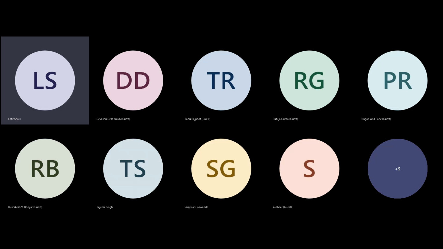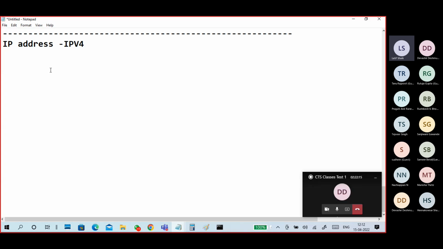IPv4, version 4. How many bits in IPv4? 32, 32 bit. And 2 to the power of 32? Almost 4.4, sorry, billion. 4.3 billion IP addresses. Very good.